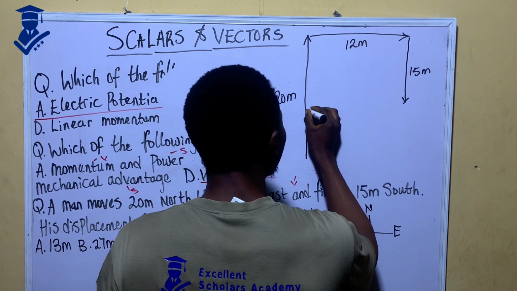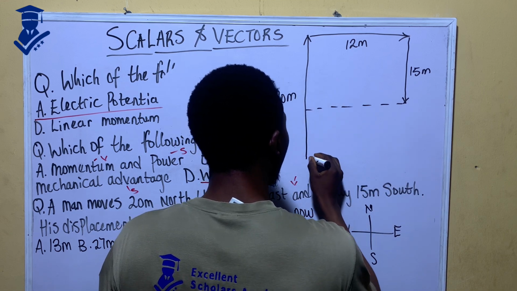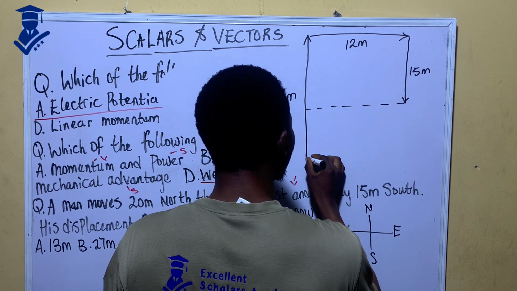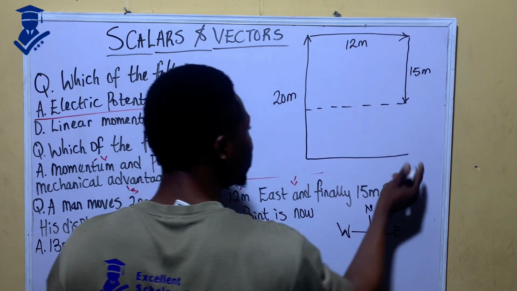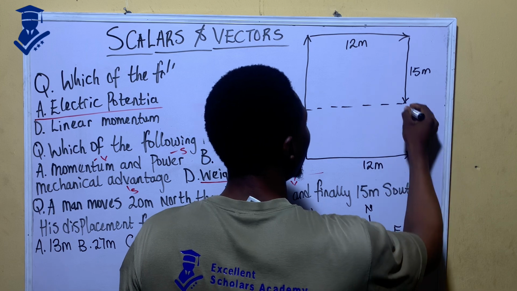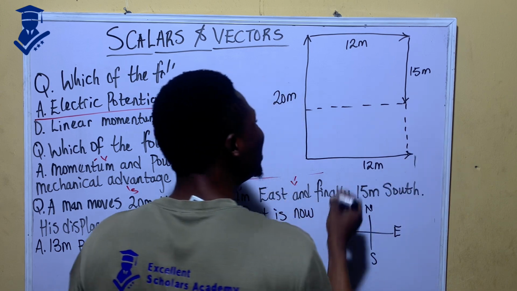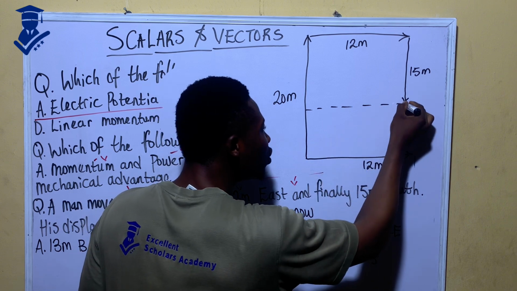So, if I take this out, this place also is going to be 12 meters. If this place is 12 meters, this place is also going to be 12 meters. And then take this. His displacement will be from where he started to where he ended, and it's simply just from here to here.